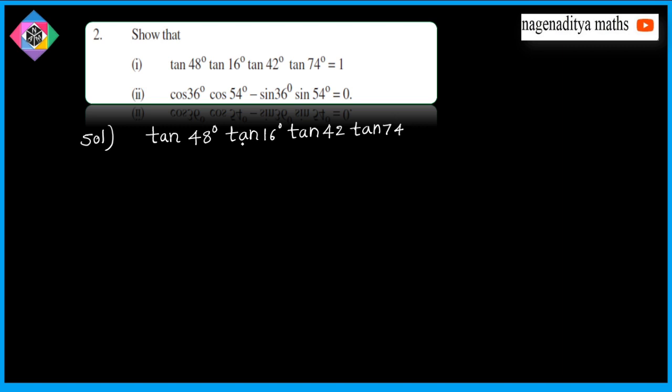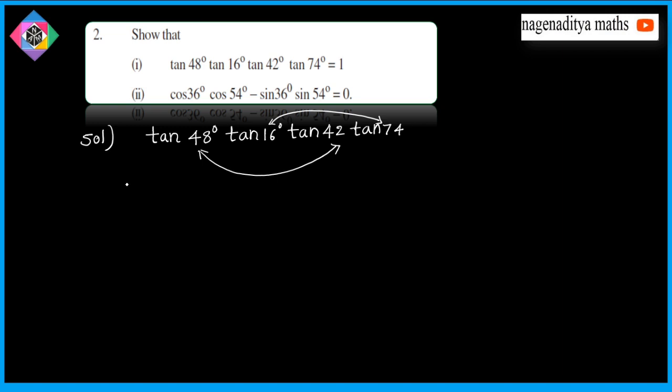Okay, so first we have to see whose sum is 90 degrees. So 48 and 42, if you add these two values, the sum is 90, and 16 plus 74, this sum is also 90 degrees. So we have to check that.